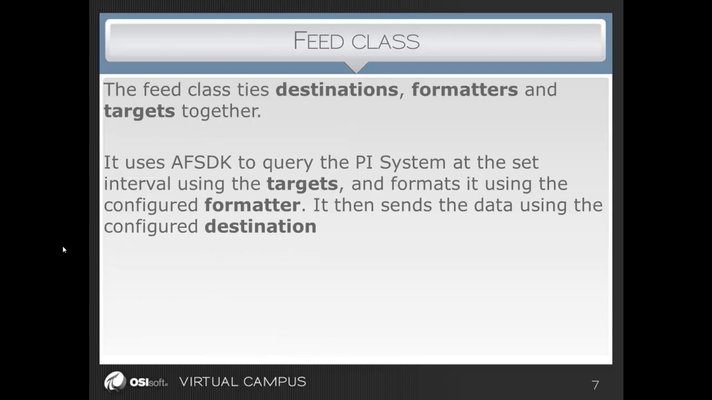Then we have the feed class, which basically ties the destinations, formatters, and targets together. And that's really a representation of the feed configuration that you can have in your configuration file. What it basically does is use the AF SDK with the specified targets to retrieve data from the PI system and format it using the configured formatter, for instance CSV or the feature JSON format, and it sends the data through the destinations that you have configured in your XML file. So this is really where it all comes together.